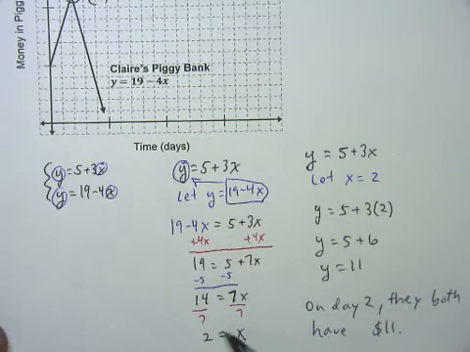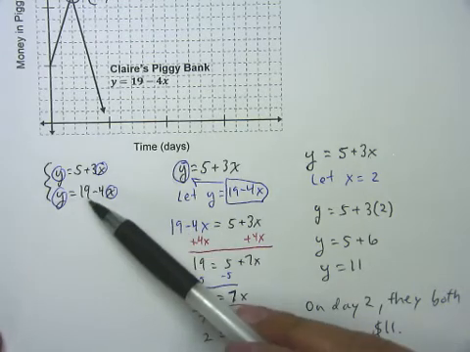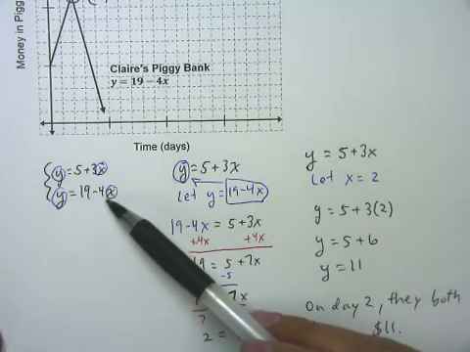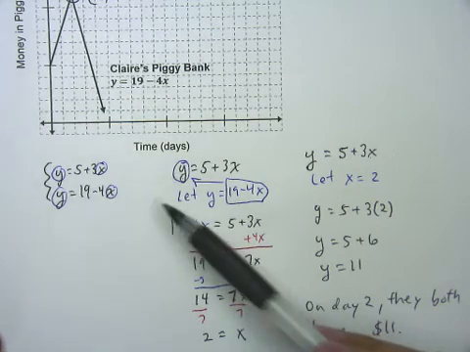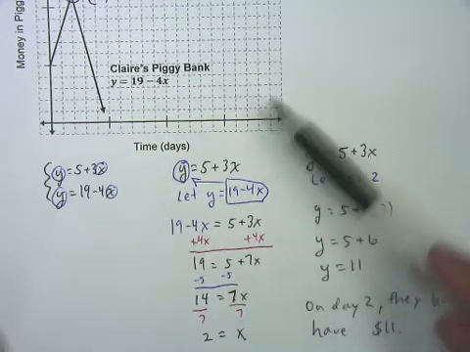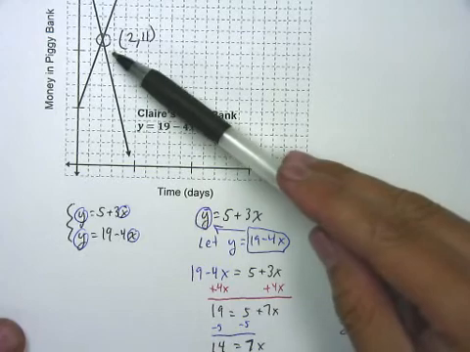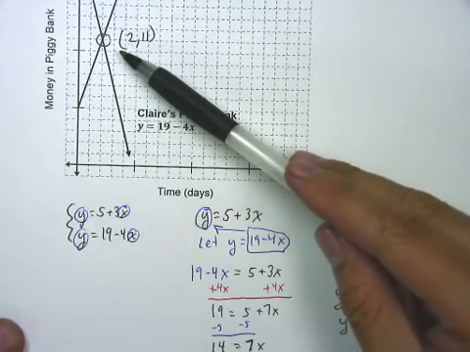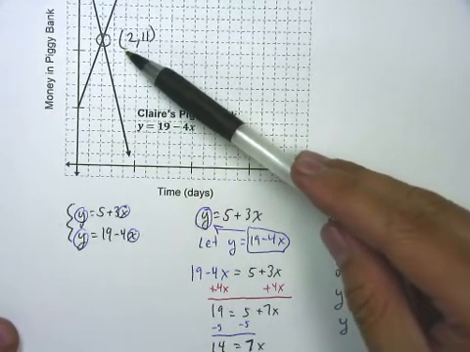One other thing I want to mention. I plugged in this 2 into Jack's equation and got $11. I would get the same thing if I had plugged the 2 into Claire's equation. I would still get $11. Because again, this point here, 2, 11, that's where the lines intersect. That's the place where the x and y for Jack is the same as the x and y for Claire.